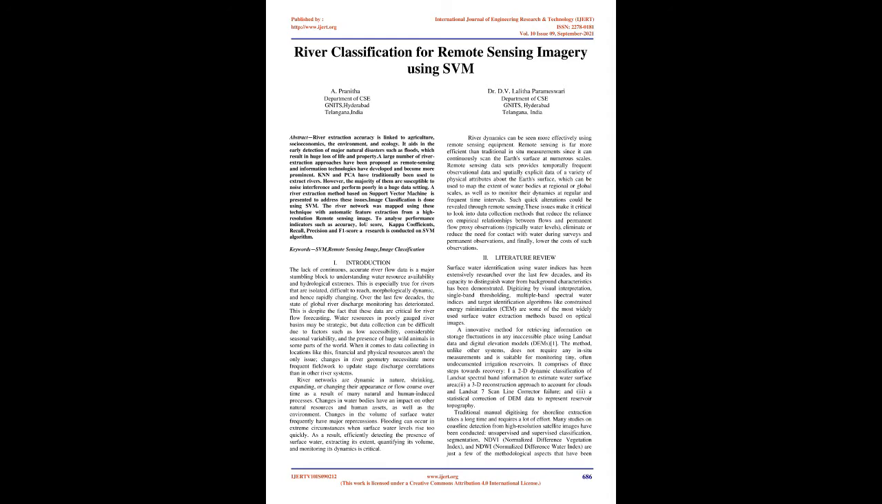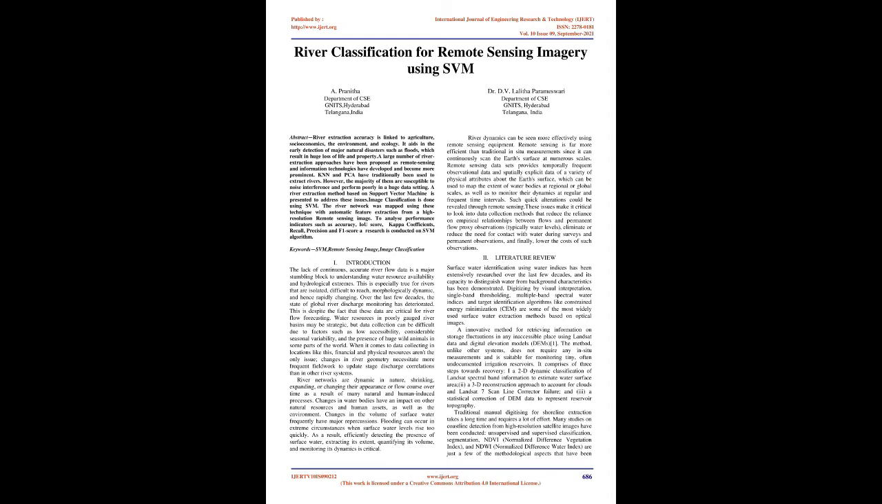Introduction. The lack of continuous, accurate river flow data is a major stumbling block to understanding water resource availability and hydrological extremes. This is especially true for rivers that are isolated, difficult to reach, morphologically dynamic, and hence rapidly changing. Over the last few decades, the state of global river discharge monitoring has deteriorated. This is despite the fact that these data are critical for river flow forecasting.